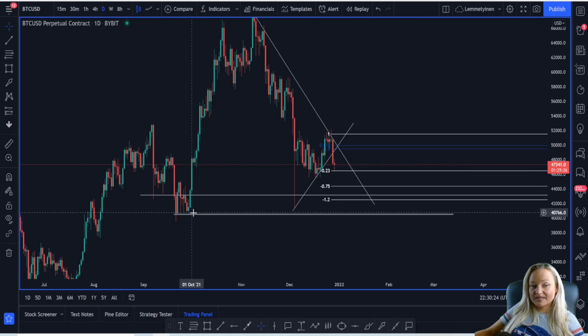But we can also come back down to this level. And then we just might see market breaking to the upside. So I have my targets on the higher time frames.